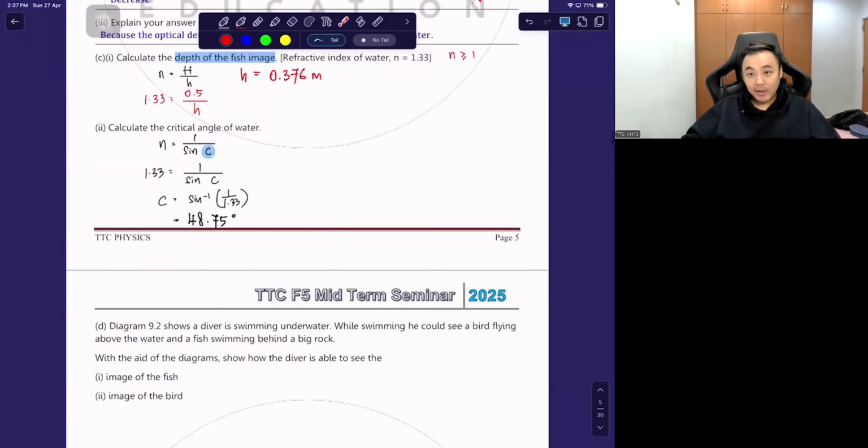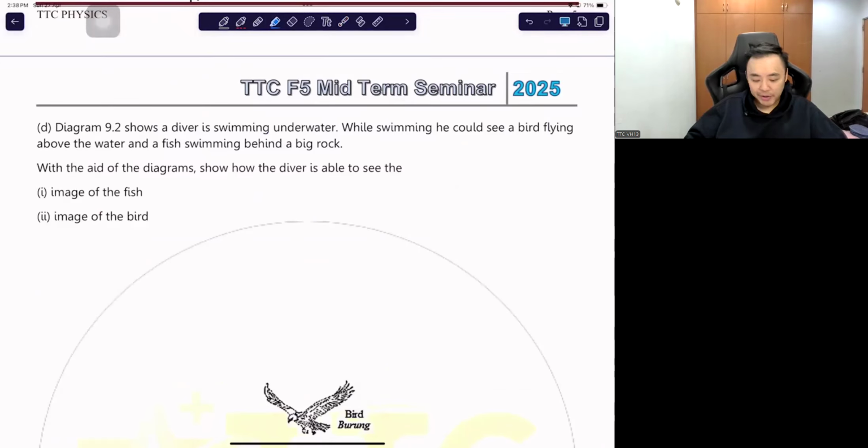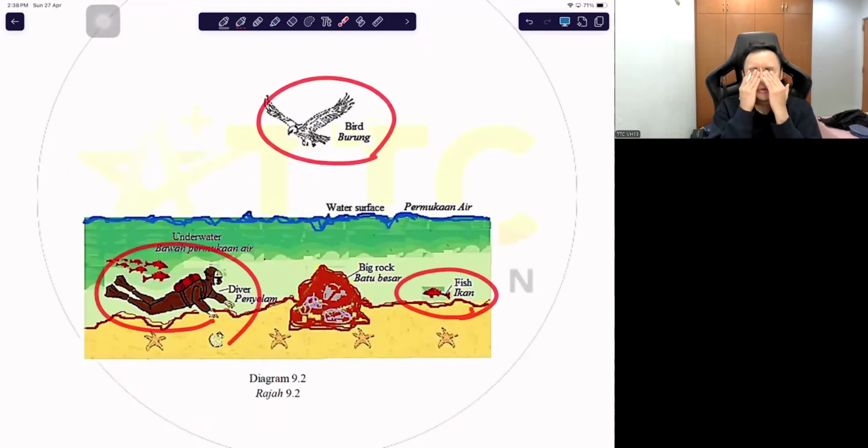Okay, this one. Diagram 9.2 shows a diver swimming underwater. While swimming, he could see a bird flying above the water and a fish swimming behind a big rock. With the aid of a diagram, show how the diver is able to see the image of the fish and the bird. Now you are here, the fish is over here, the bird is over here. How do we draw this?